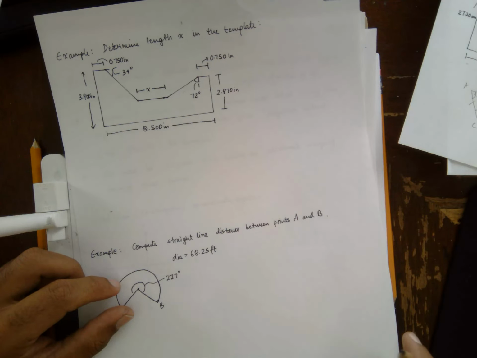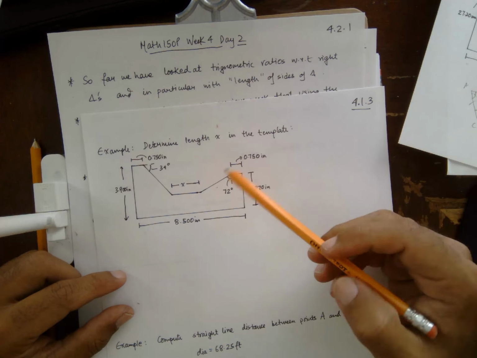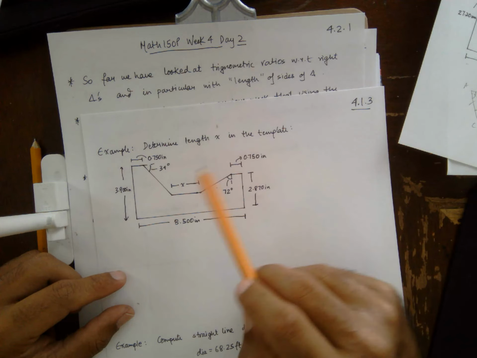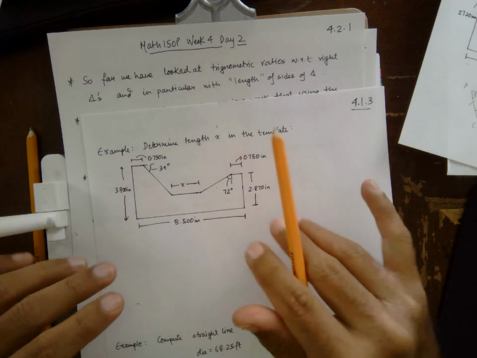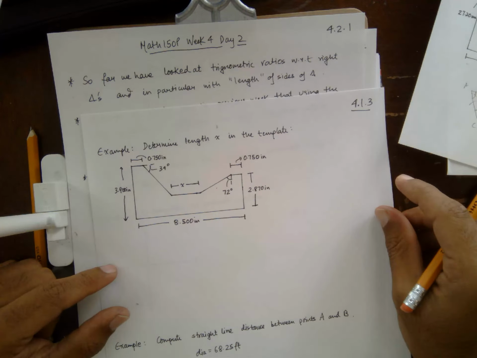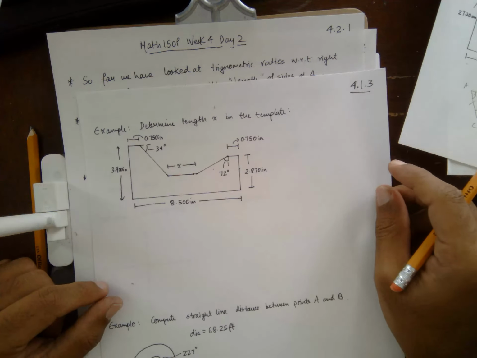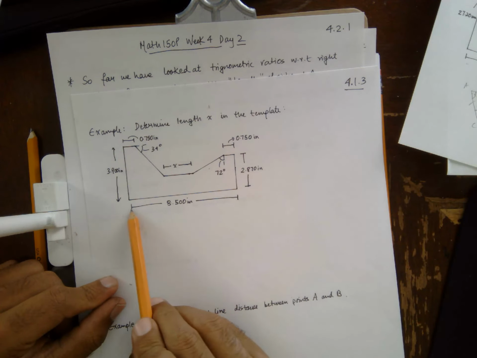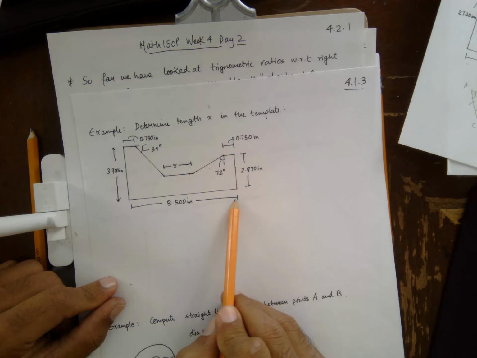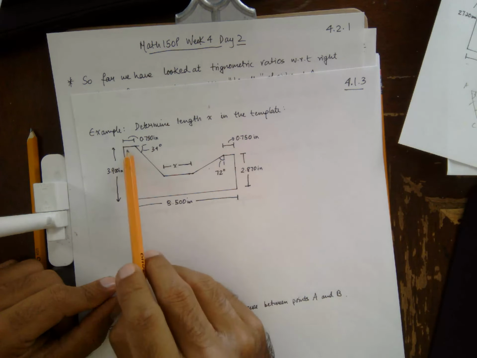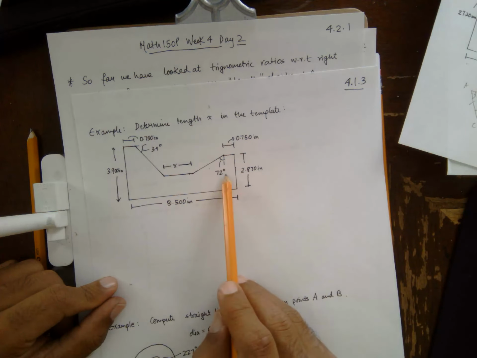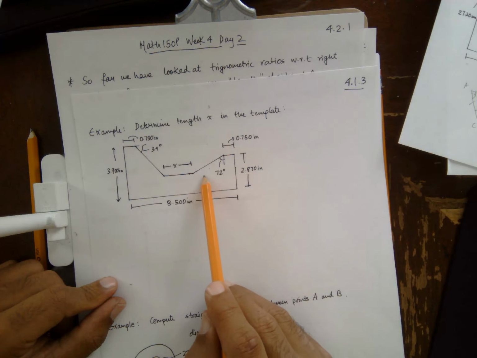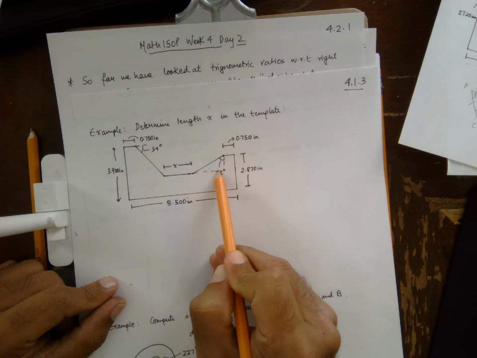Okay. Next example says determine the length x in this template. So x is right here. That's the flat part. So there's a lot of information going on over here. So let's strategize. Now I know this entire length is 8.5. These lengths are known, so if I subtract, I'm left with what's in the middle. And then to find x, the missing parts are just these.